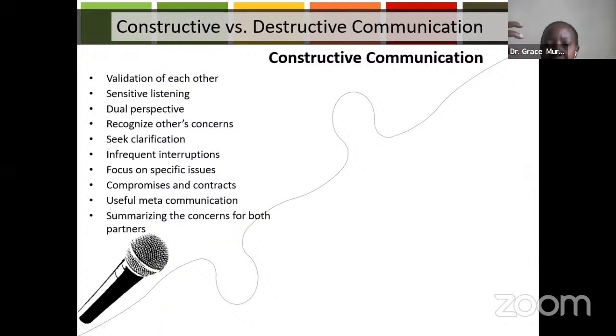It can be constructive. It can be destructive. Constructive means building up. Okay. So when we are managing conflict, I think I mentioned this yesterday, sometimes it's not what we say, but how we say it. It is not what we say, but how we say it. And that is the communication aspect. How do we say it?